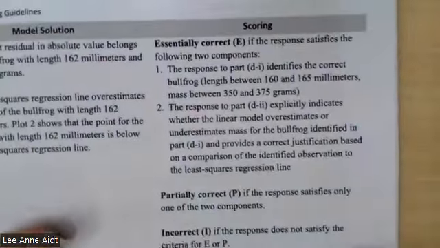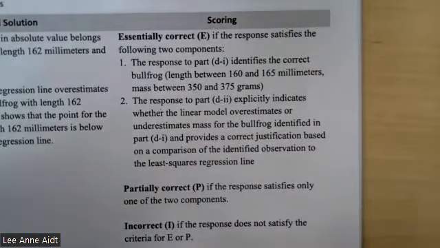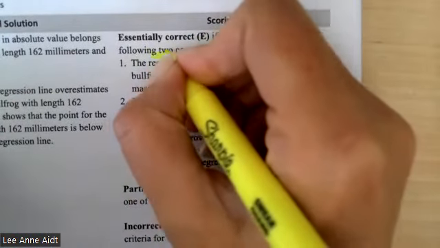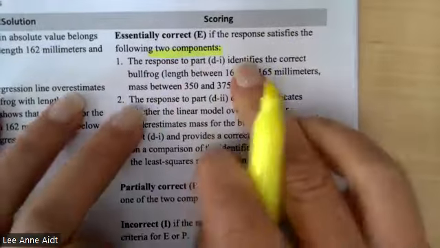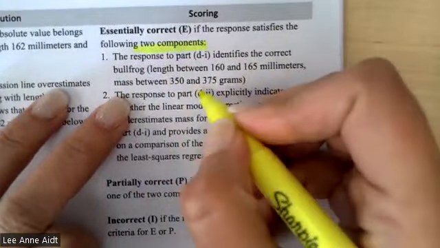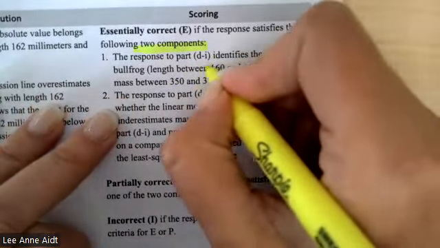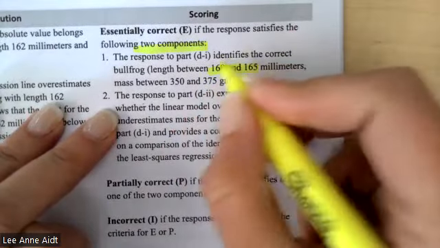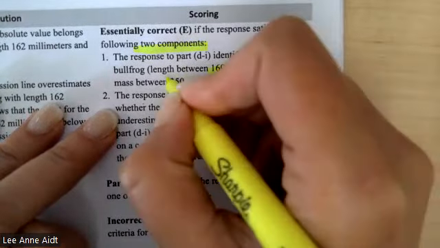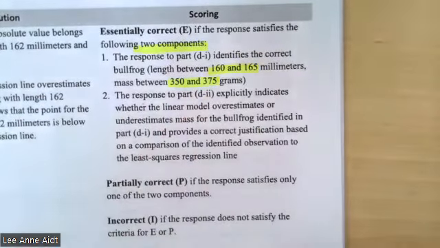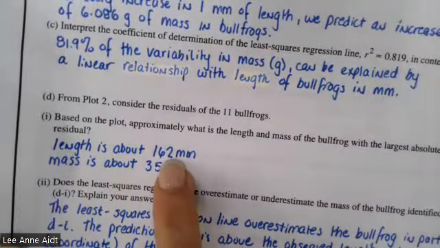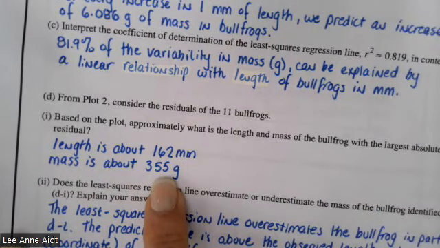Okay, okay. All right, last bit for number one. You need to have two components for an E. You need to say the correct bullfrog had a length somewhere between 160 and 165, just whatever you thought, and a mass between 350 and 375. I put length is about 162, mass is about 355.